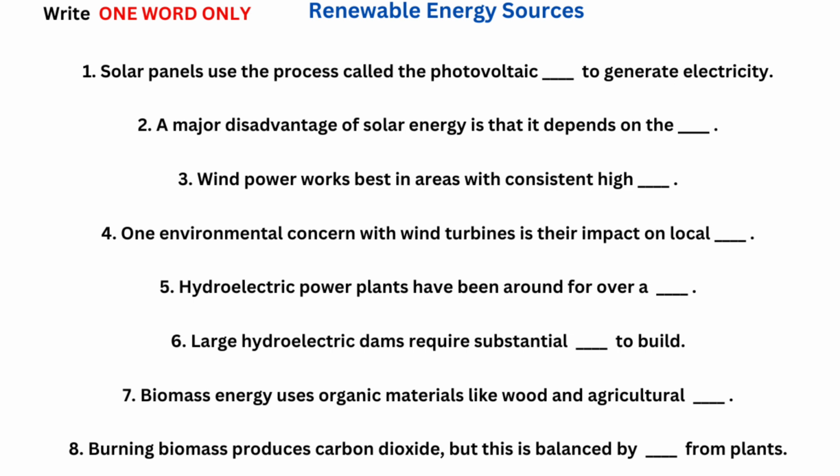Lastly, let's discuss biomass energy. Biomass refers to organic materials, such as wood, agricultural waste, and even certain types of garbage. These materials can be burned to produce heat or converted into biofuels like ethanol, which can power vehicles. Biomass is unique because it uses materials that would otherwise go to waste.